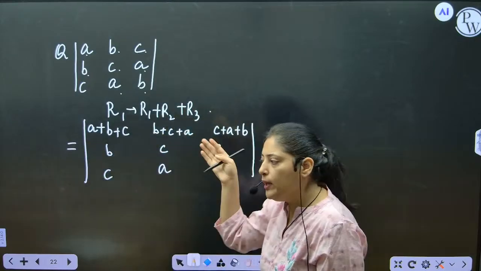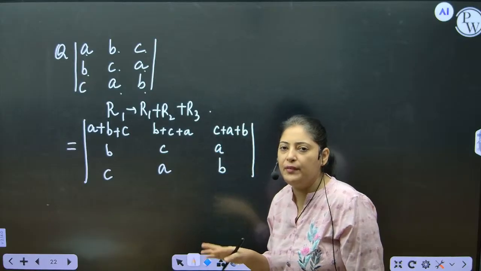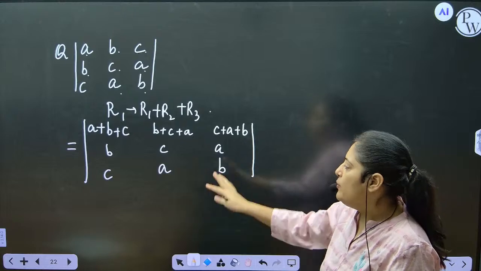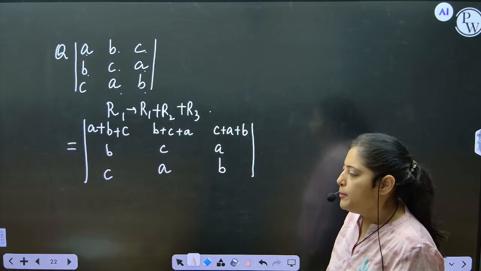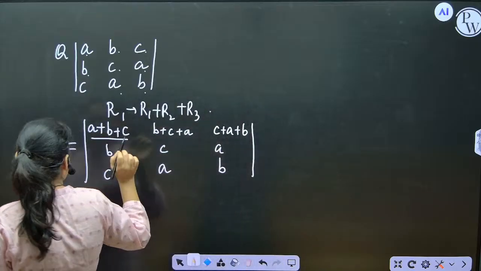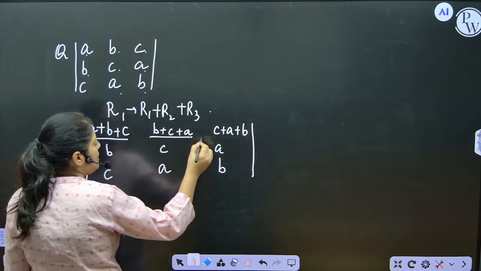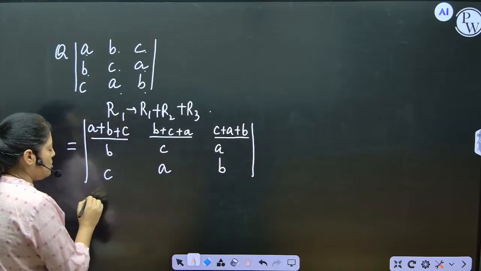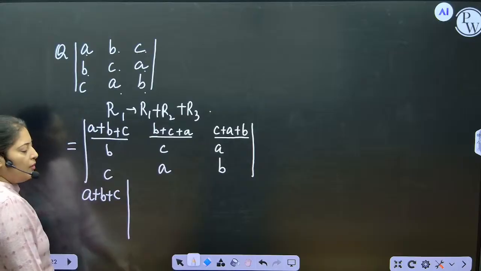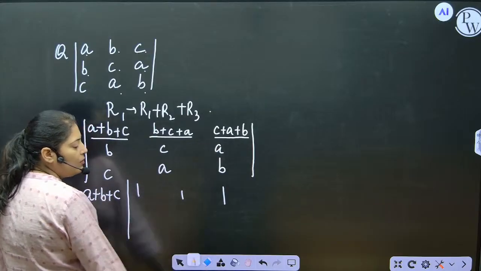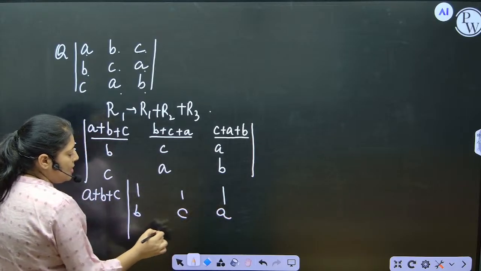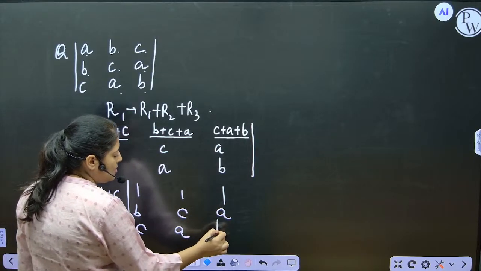Whenever we are doing all these manipulations, the value of the determinant will remain same only. Okay, now A plus B plus C here also, A plus B plus C here also, A plus B plus C here also. Common. Which things are left? 1, 1, 1. Other BCA as it is, CAB as it is.